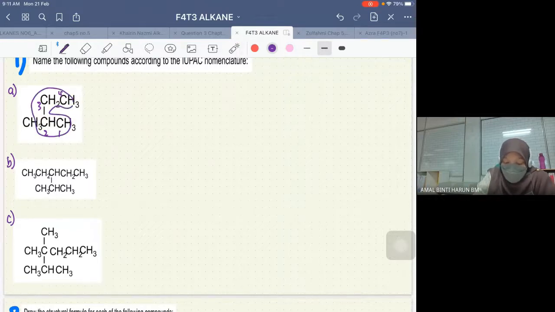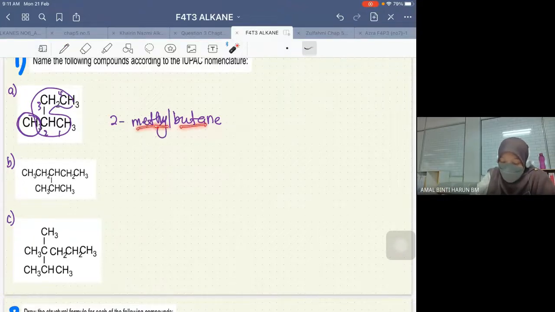So if the longest is butane, and then we have the prefix, which is the substituent, which is methyl. Kalau satu carbon, methyl kan. Methyl is located at carbon number 2. So it is 2-methylbutane. Okay, remember that between word and word, it must be close together, and then numbers and words must be separated by the hyphen.